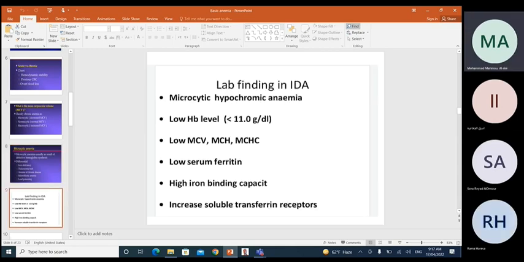So what are the lab findings in patients with iron deficiency anemia? It is a microcytic hypochromic. Let us use the pointer.